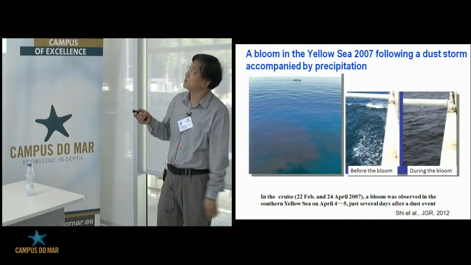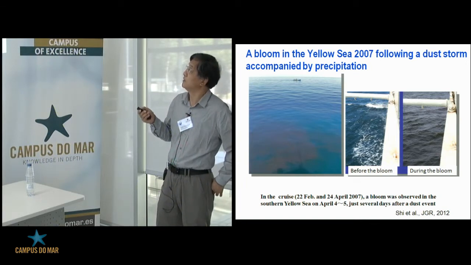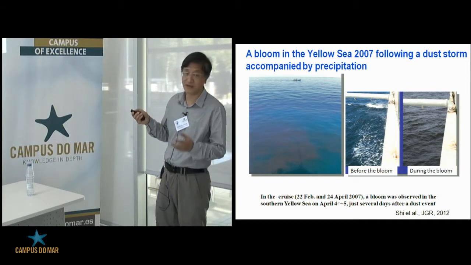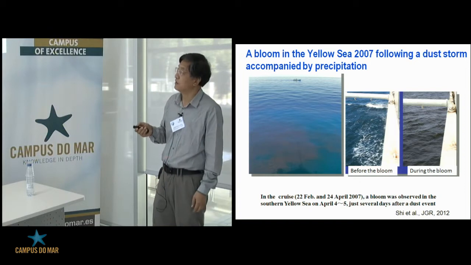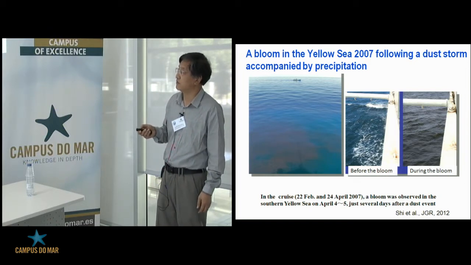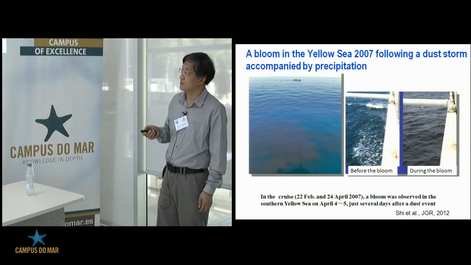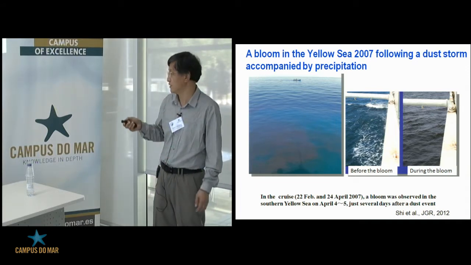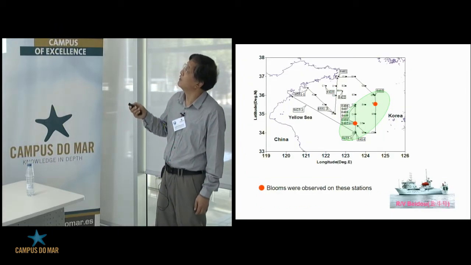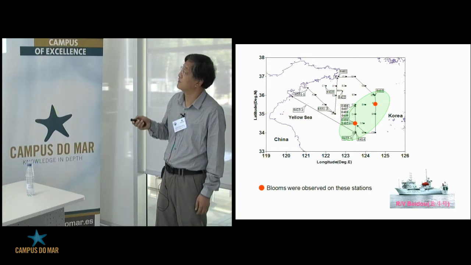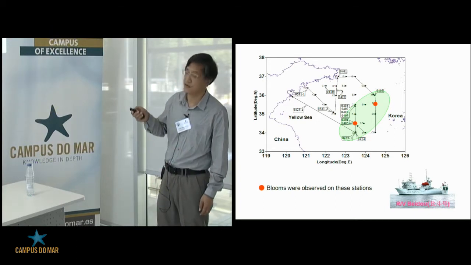A bloom in the Yellow Sea in 2007 was observed during the cruise. This is before the bloom and during the bloom, so the color of the surface ocean changed. This is in 2007. We had a cruise. A bloom was observed in the South Yellow Sea on these days, just several days after a dust event, within a week. These are the stations where blooms were observed, so maybe this is quite a big area.